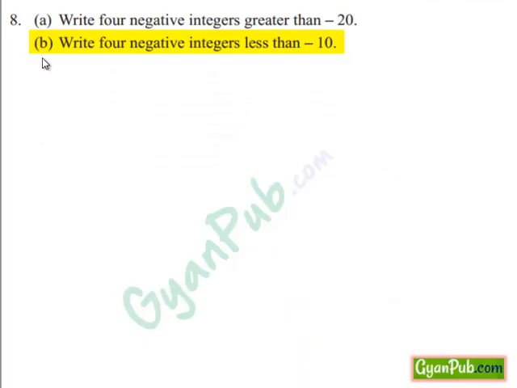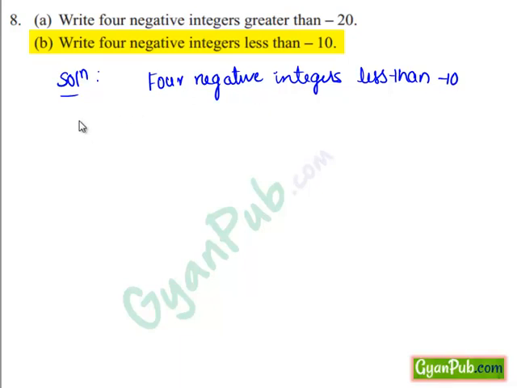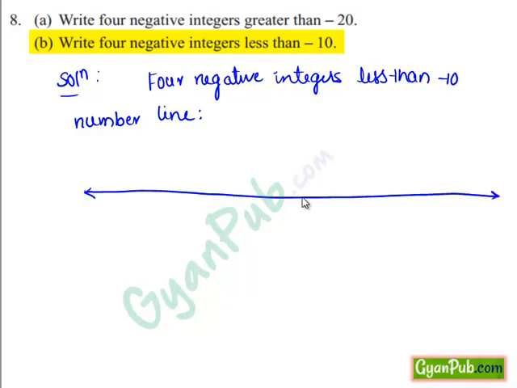Moving to the B bit, write 4 negative integers less than -10. Coming to the solution, to write 4 negative integers less than -10, we will use a number line. Draw a number line in which 0 is the middle value. On the right side of 0, all the integers have positive sign. In the left side of 0, all the integers have negative sign. -1, -2 and so on.